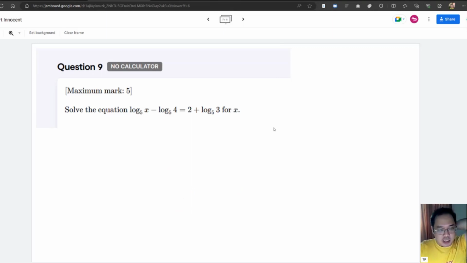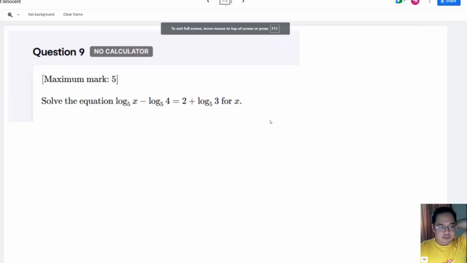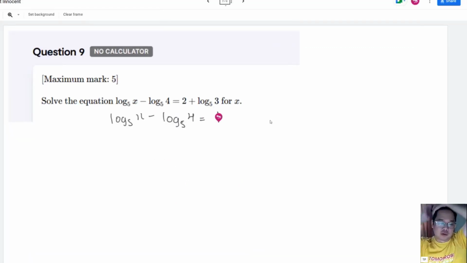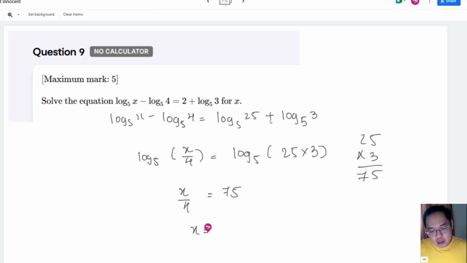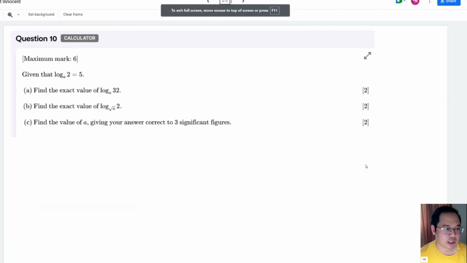Quay lại bài này nó tương tự bài số 8 lúc nãy đấy, con làm tiếp đi. So how do you convert the value 2 into the log base 5 of what value? Yeah, exactly, 25. 25 times 3, because that is the addition. 75. 75 times 4, 300. Please try doing question 10.